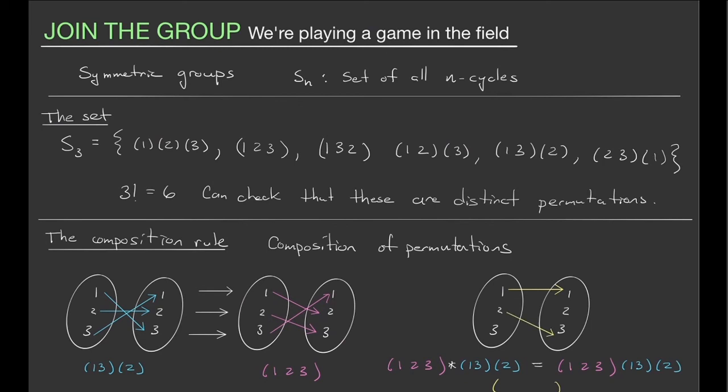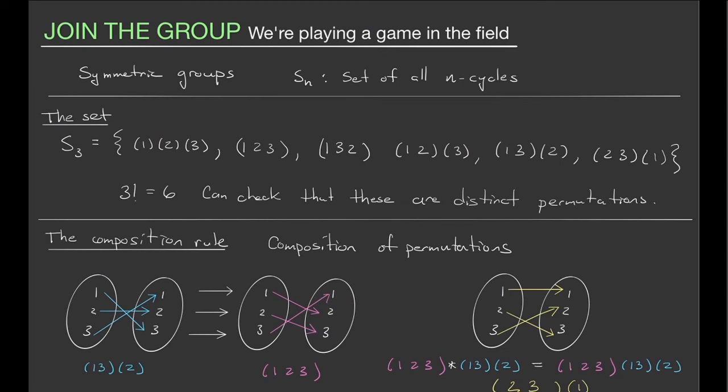Likewise, if we start with 3, 3 gets mapped to 1, carry 1 over, and then see that 2 is what we map to from there. So 3 goes to 1, 1 goes to 1, and 1 goes to 2. That means we start with 3 and we end with 2. In terms of cycle notation, we see that we switch 2 and 3, and then we leave 1 alone.